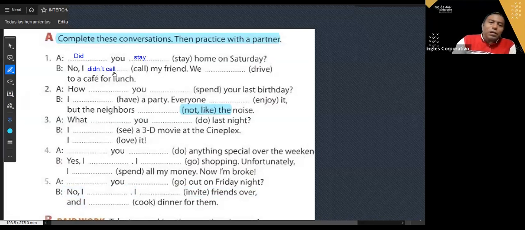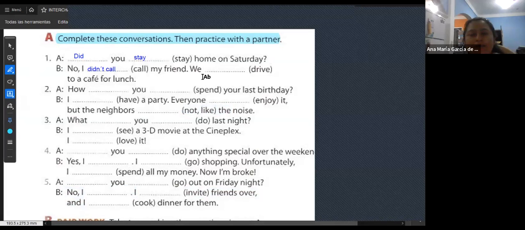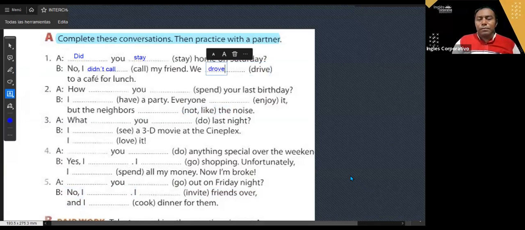Pero dejémoslo así, no, I didn't call. Si lo aceptó así en la plataforma, pues está bien. No, I didn't call my friend. We, ¿cuál iría no, aquí teacher? Yes. We yes. Sí, dígame. Teacher, I have a question.